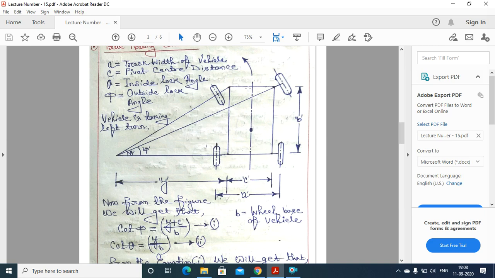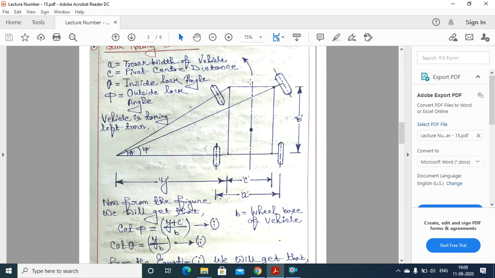So when the vehicle is taking a left turn, the left side of the vehicle will be known as the inner side, and the right side of the vehicle will be known as the outer side.